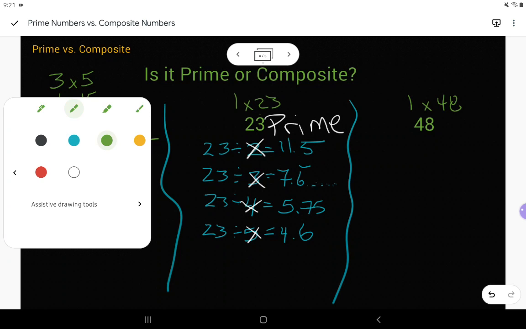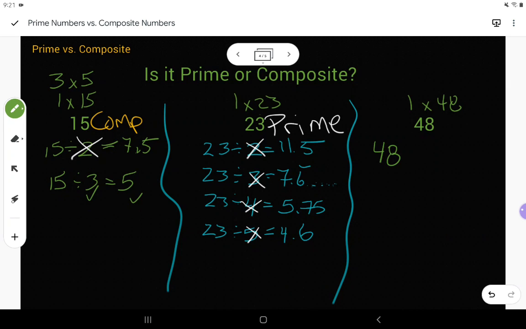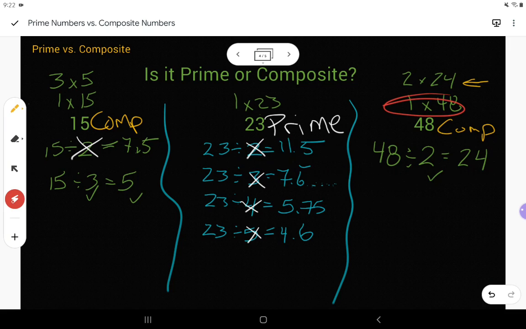All right, the next number we have is 48. Let's try 48. We know we can divide by 1. Let's try 48 divided by 2. 48 divided by 2 gives me, oh, that's nice, that's 24. That means that 2 is a factor, and I can write 48 as 2 times 24. Now, there are also lots of other factors of 48, but the question isn't find all the factors. The question is the number prime or composite? Well, 48 is composite because I can write it as another multiplication statement aside from just 1 times 48. So that's what we're doing with prime and composite.